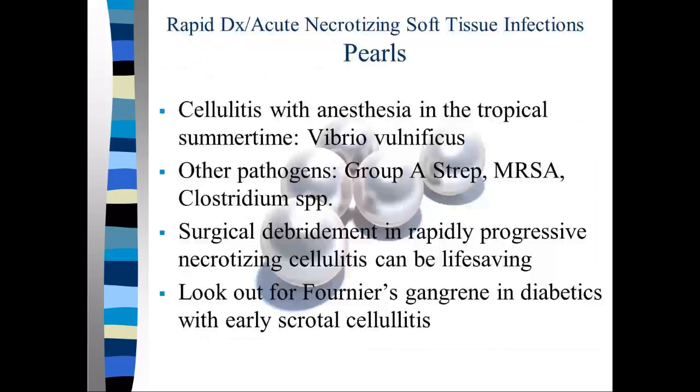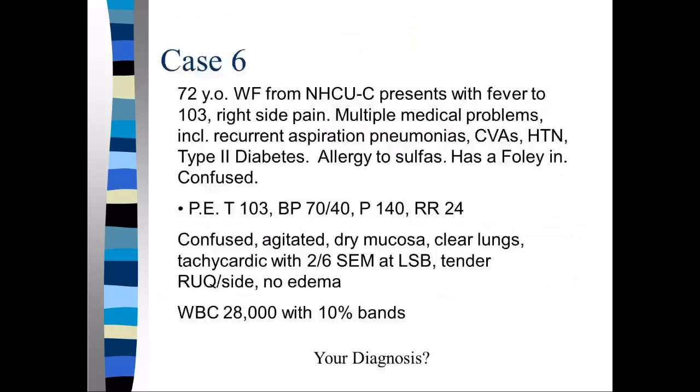And they also need rapid debridement. So what are my pearls for necrotizing soft tissue infections? Remember, cellulitis in the summertime in someone with aquatic exposure, think about Vibrio vulnificus. Other pathogens: group A strep, MRSA, Clostridium. And look out for Fournier's gangrene in diabetics. Surgical debridement can be life-saving in these patients with a necrotizing skin and soft tissue infection.